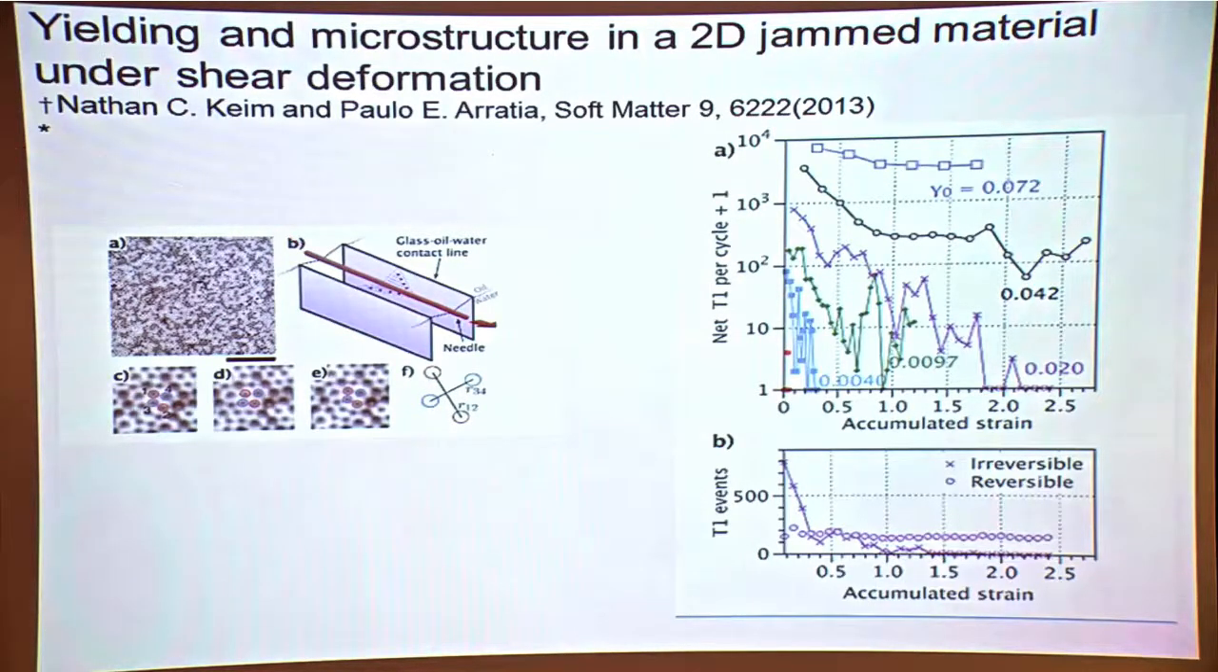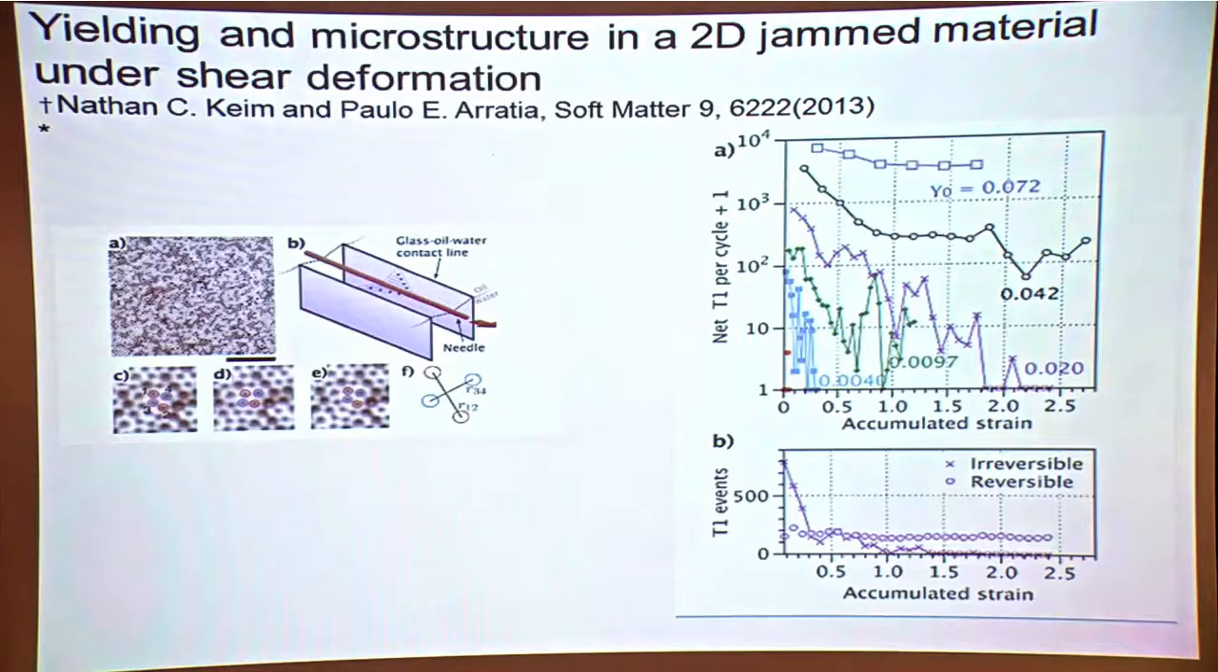And they put a magnetic needle, and they move this to make the shear. And they look at the images of that, and they see what is called T1 events, which I'll probably say a little more about when I come to bubble raft. But these events, whether they are reversible or irreversible, really define how your neighbors move. I'll show you a cartoon of this two slides later.